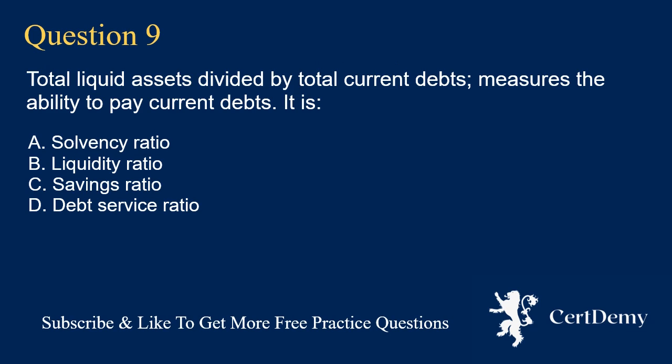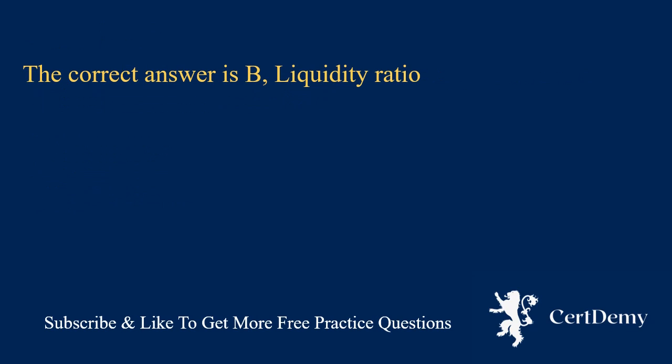Question 9. Total liquid assets divided by total current debts measures the ability to pay current debts. It is A. Solvency ratio. B. Liquidity ratio. C. Savings ratio. D. Debt service ratio. The correct answer is B. Liquidity ratio.